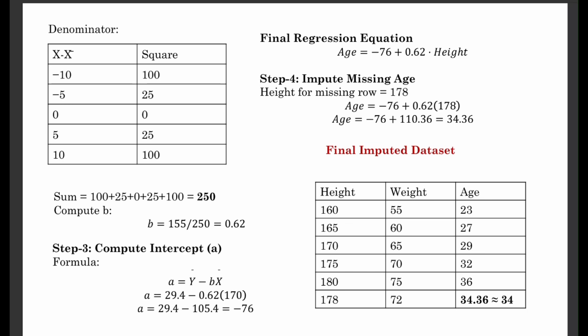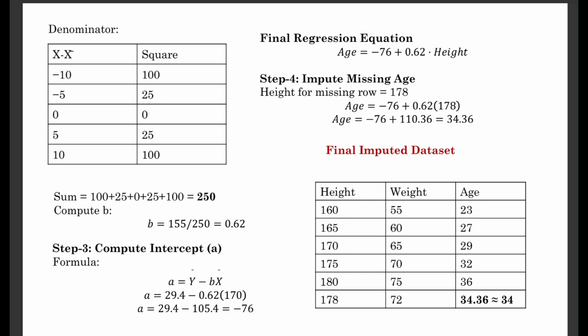This is more accurate than simple mean imputation because it captures the relationship between height and age. But here's an important note. Regression imputation assumes that the predictor variable you choose has high correlation with the missing variable. So before choosing which variable to use as a predictor, you must check the correlation. If height has correlation 0.82 with age and weight has only 0.30, use height. If the situation is reversed, use weight.